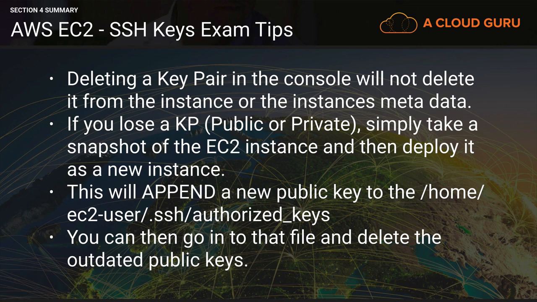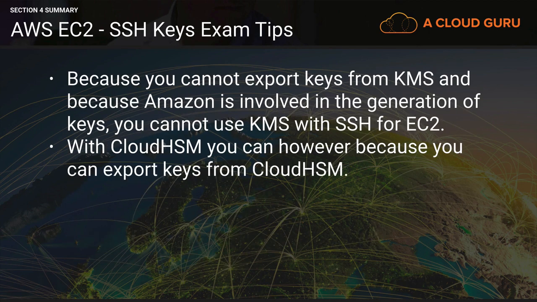In terms of deleting a key pair in the console, that won't delete it from the instance itself or from the instance's metadata. If you lose your key pair, whether it's public or private, the easiest way to restore your EC2 instance access is to simply take a snapshot of the EC2 instance and then go ahead and deploy it as a new instance. This will then append the new public key to the authorized keys file. It won't go in and delete your other public keys. So if you wanted to delete those public keys because you're not sure where the private key has gone for whatever reason, you can then go into that file and delete the outdated public keys.